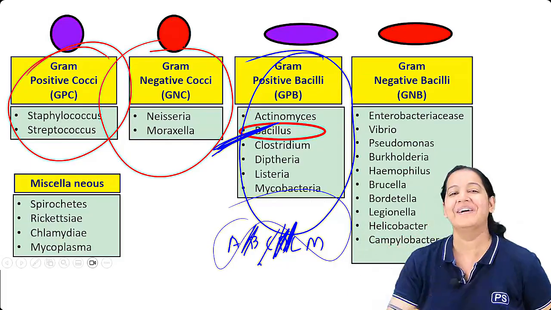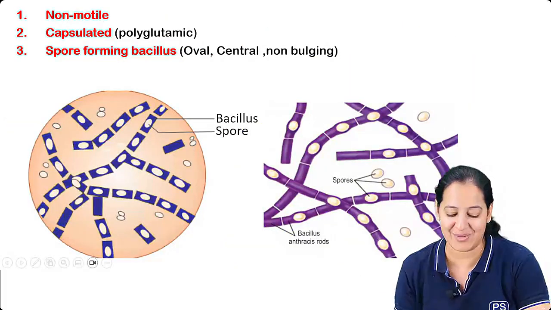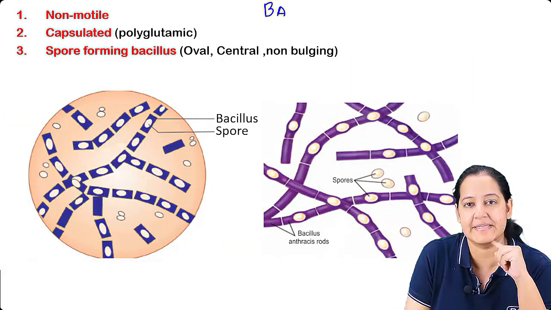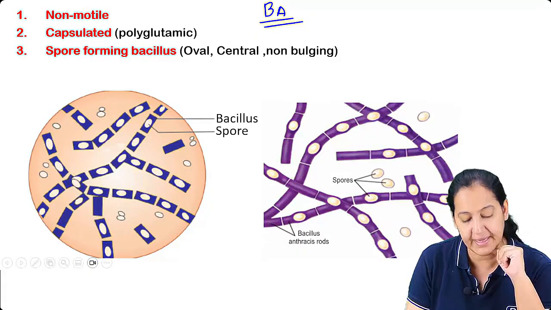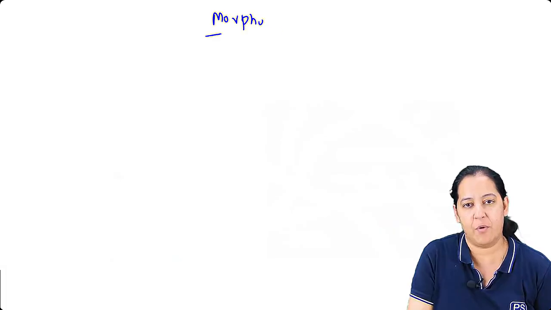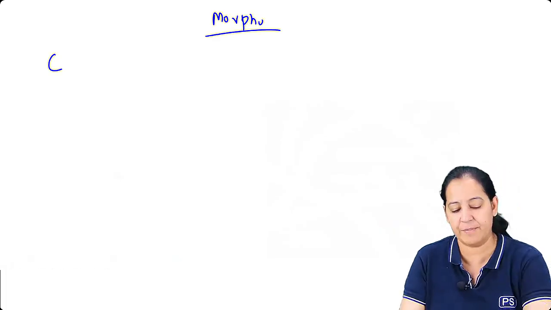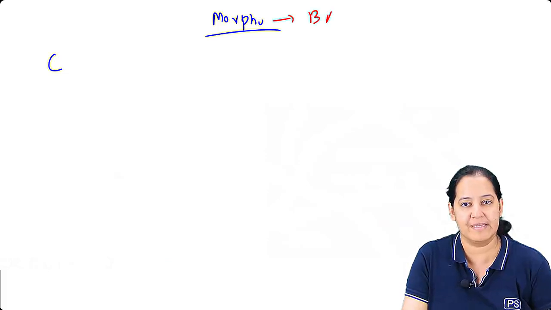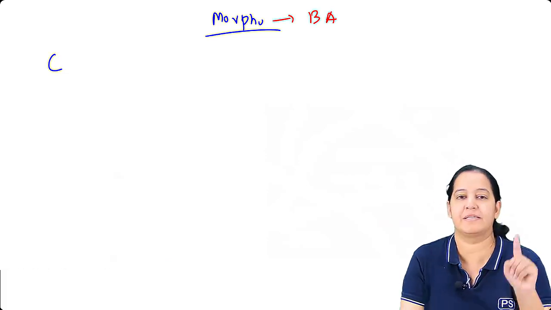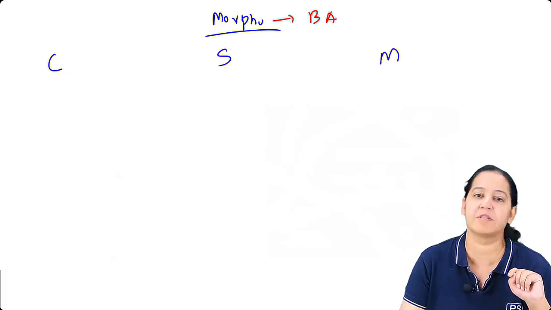Okay, chalo. So let's start with Bacillus anthracis. You tell me morphology. Morphology of Bacillus anthracis. Whenever I ask for morpho, you have to comment on three things. Capsule present or absent, batao. I'm asking for Bacillus anthracis. Tell me the morpho of Bacillus anthracis. Capsule batao present or absent. Spore batao present or absent. Motility batao present or absent.